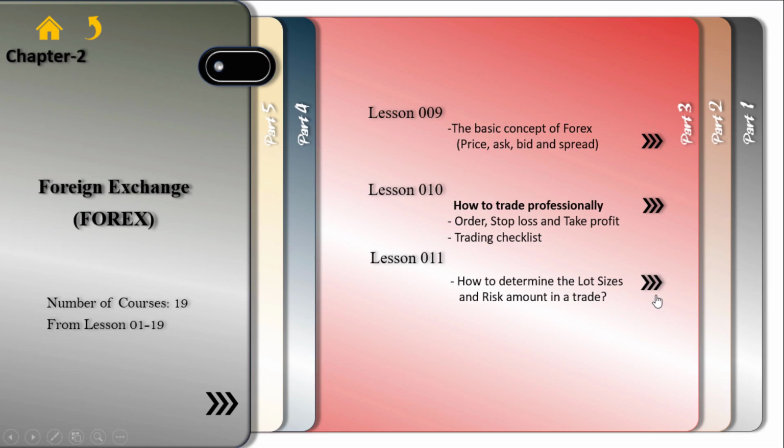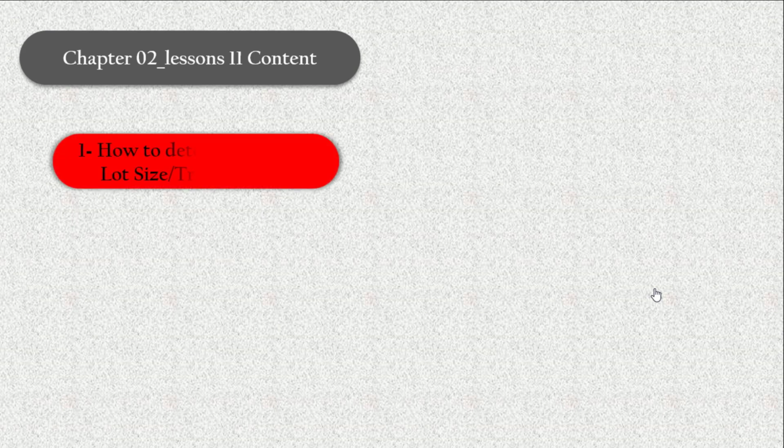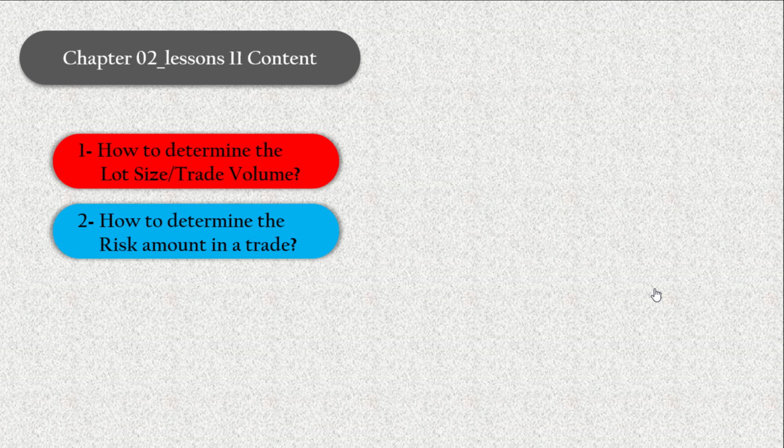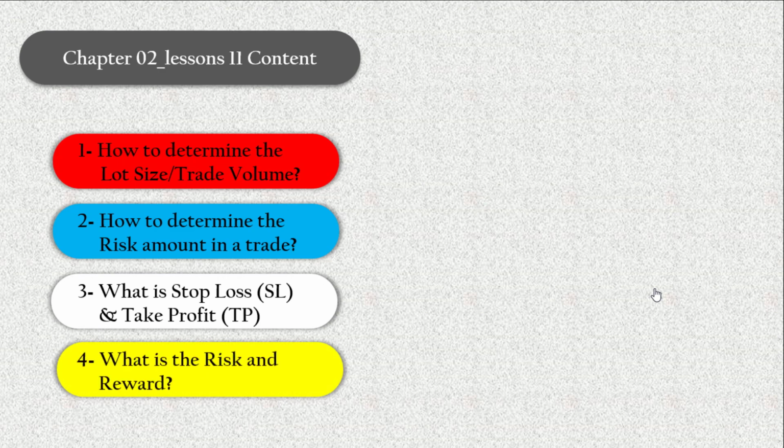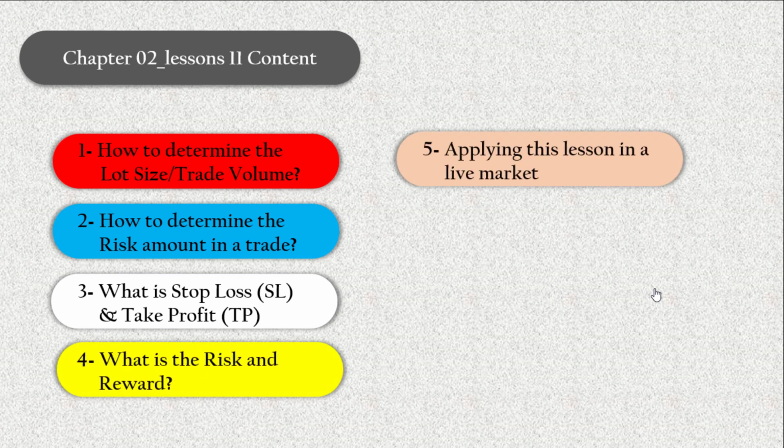Let's start our today lesson. Chapter 2, lesson 11, content. Today I will teach you the following. 1. How to determine the lot size or trade volume. 2. How to determine the risk amount in a trade. 3. What is stop loss and take profit. 4. What is the risk and reward. 5. Applying this lesson in a live market. Please stay with me until the end of this lesson, and at the end you can watch my live trade where I'm applying this content.